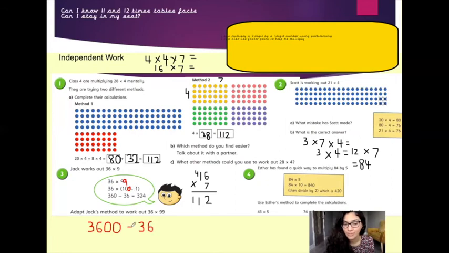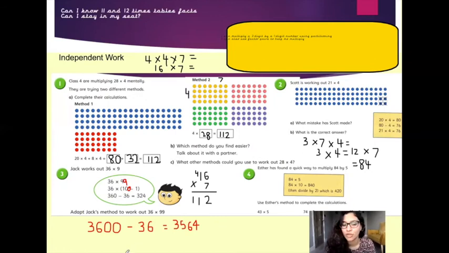Well done. And then what's the sign that we have to make sure we put in the middle? The subtraction. So what would that equal then? Have a little think. What's 3,600 take away 36? Making sure that you're remembering how we subtract. Let's see if you got the same answer as me. I got 3,564. So if you got that too, very well done. We have just changed Jack's method to work out a completely different sum because we found some similarities in it to help us. Well done.